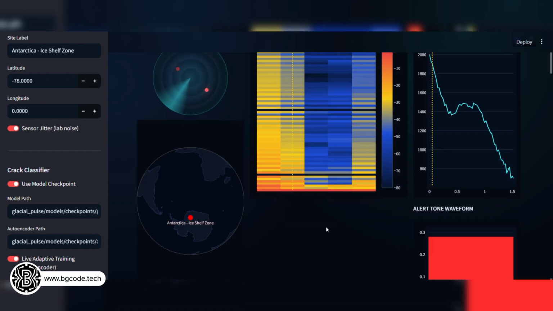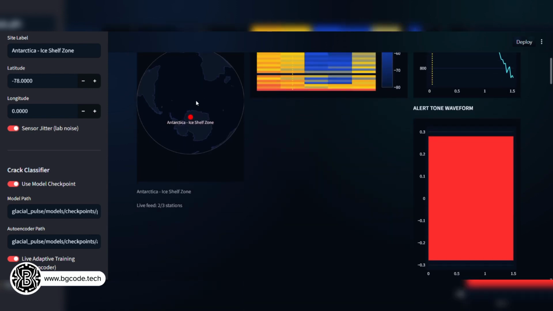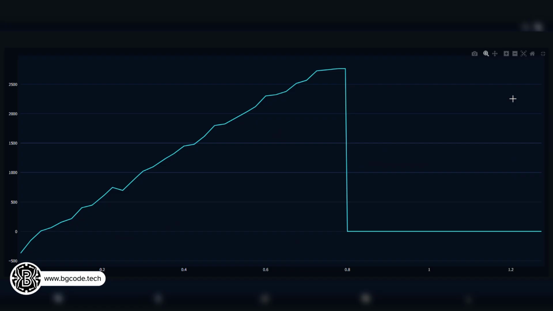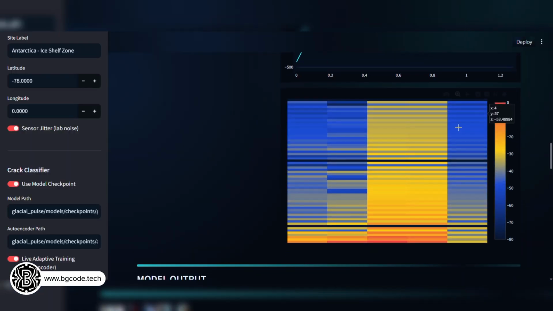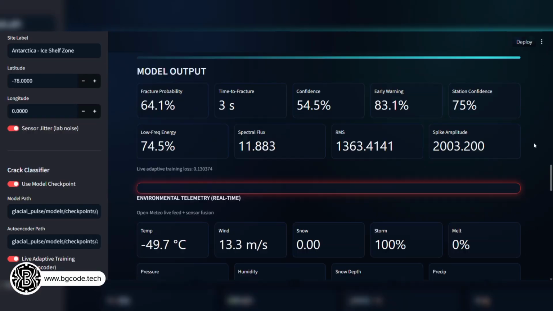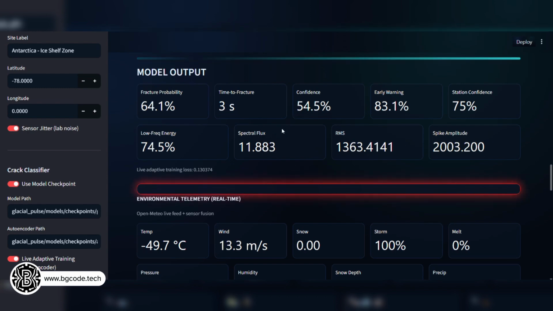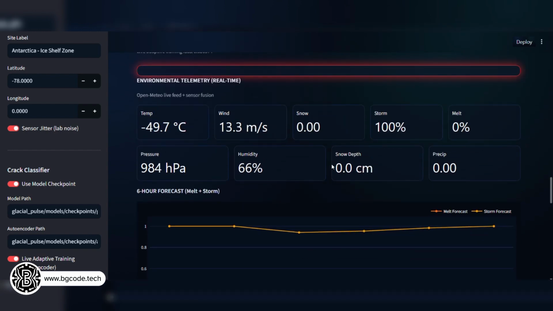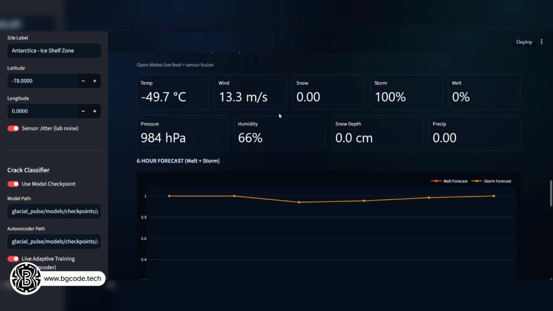The system transforms raw audio into spectrograms. A convolutional network extracts spatial patterns, while a transformer model captures temporal dependencies. Together, they detect early-stage fracture signals before visible cracks emerge.